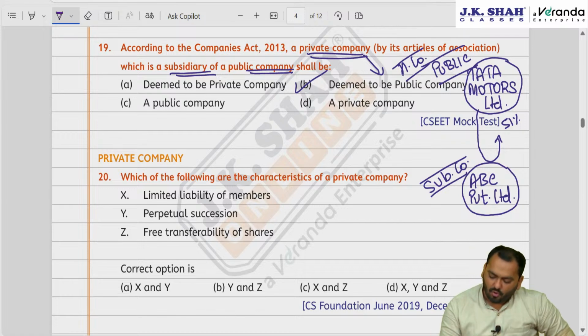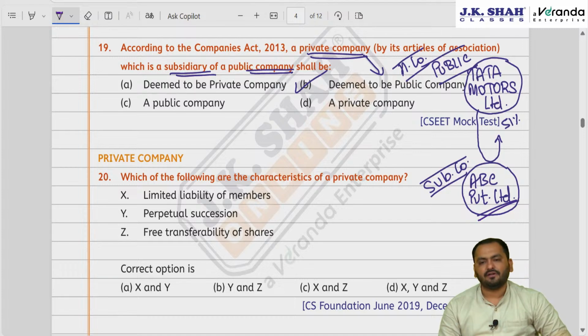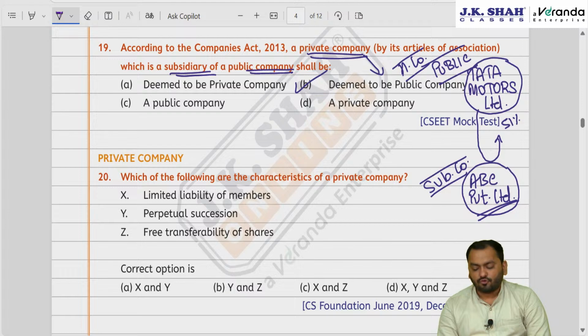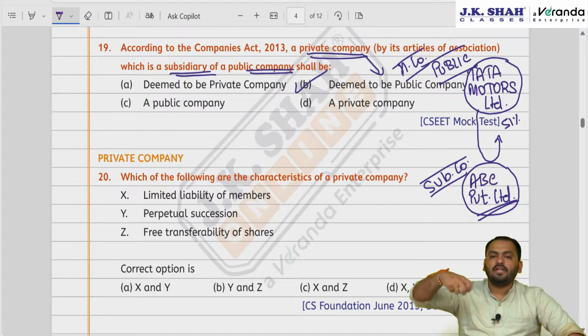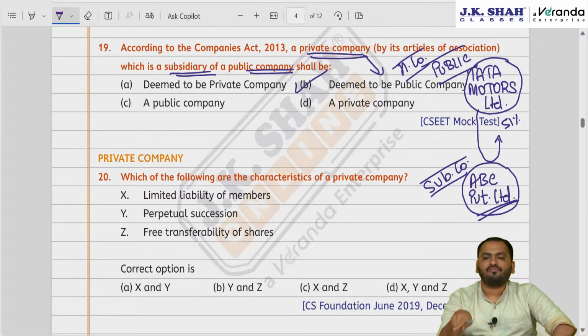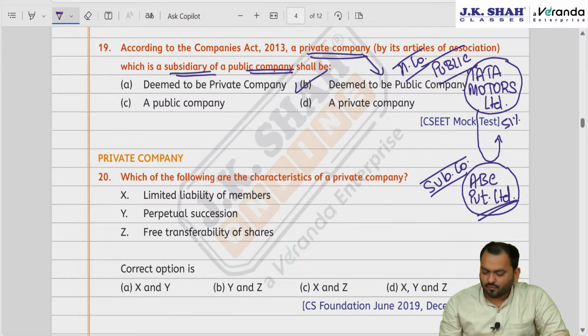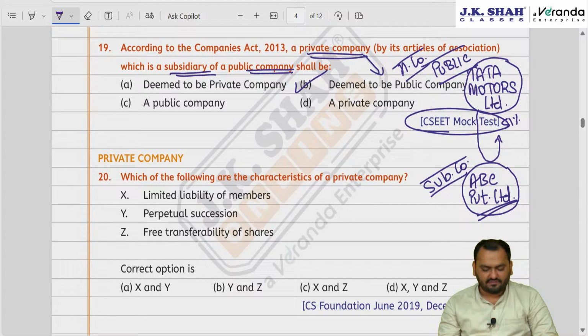So tell me, who will appoint the directors of ABC Private Limited? Again the answer is members. So tell me, who has the majority membership of ABC Private Limited? The answer is Tata Motors Limited. Yes or no? So in such a case, friends, obviously we can say that the holding company also appoints the directors of the subsidiary company, right? Having control and all. This question was also asked in the CSET mock test.